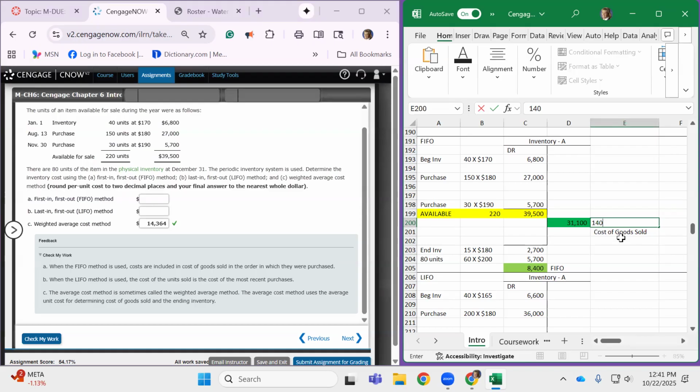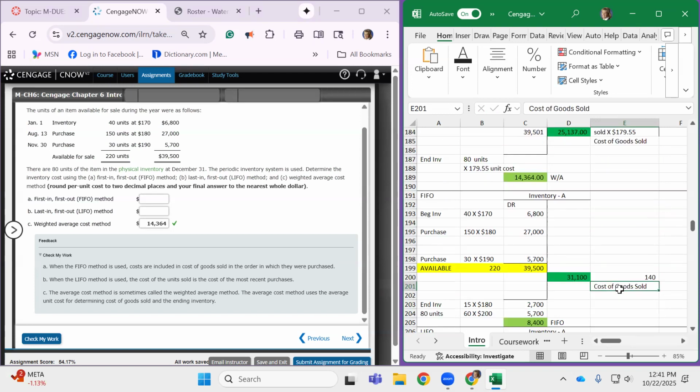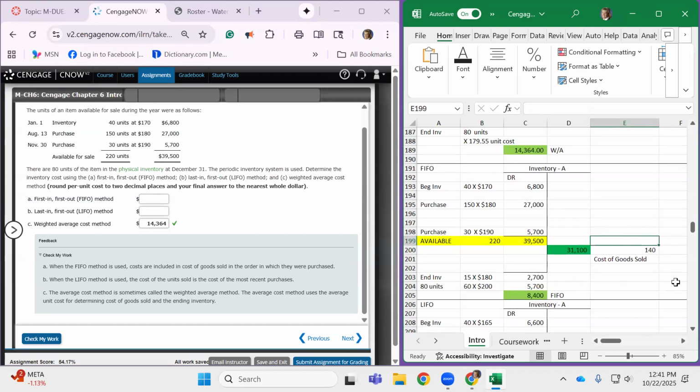Okay. If you have 220 and you subtract 80, you have 160. There you go. 220 available to be sold minus the 80 that's still in inventory. That means 140. Okay. And just 140 plus 80, 220. Yes. So this is the number of the units that we sold. Units sold.